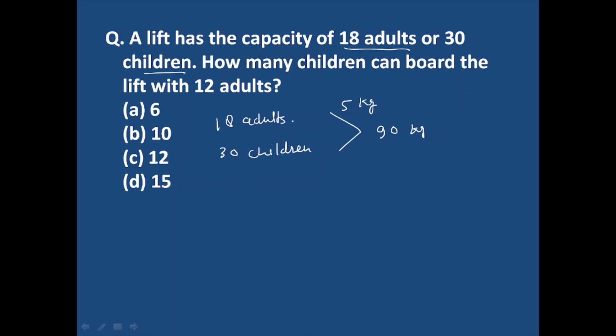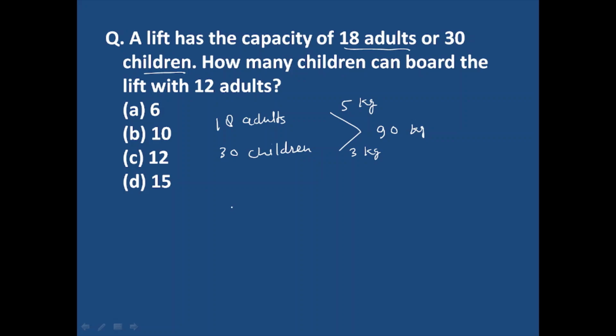Each adult weighs 5 kg and each child weighs 3 kg. Now the question is: how many children can board the lift with 12 adults? The lift cannot carry more than its own capacity.